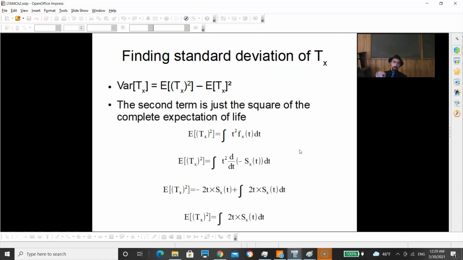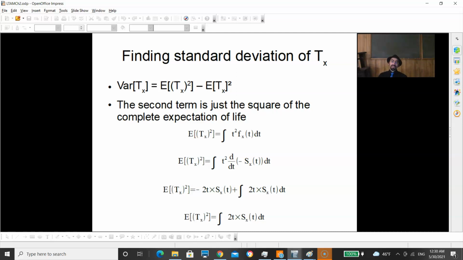Finally, there is a formula in the Dixon-Hardy-Waters textbook, so I included it here. It almost never comes up on LTAM, but here it is. Formula for finding the standard deviation of T sub x. Well, I can find the variance and take the square root. This should not be surprising. Take the variance, I can do mean of the square minus square of the mean. That should also not be surprising.